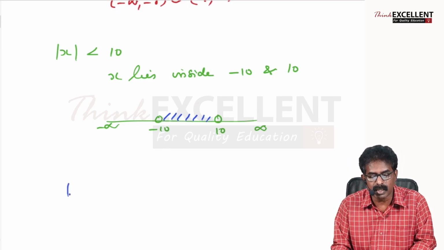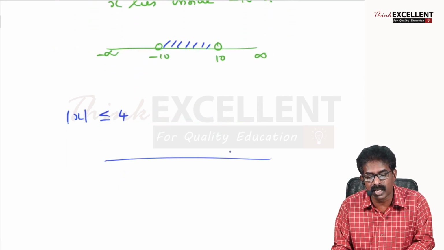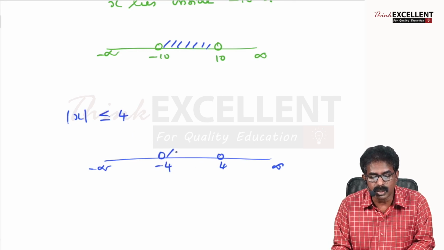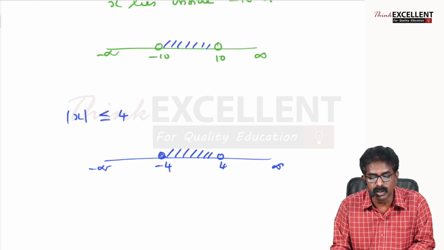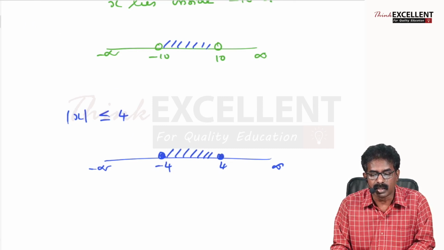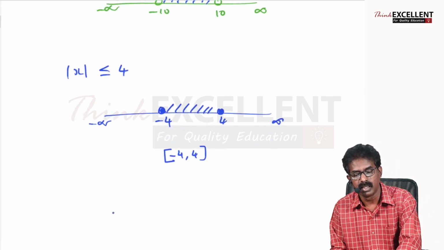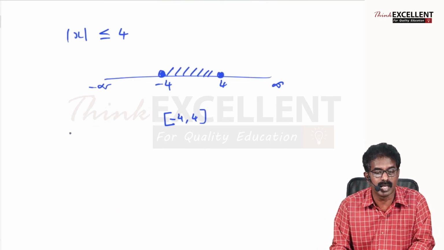Suppose modulus x is less than or equal to 4. What's the meaning of that? X lies between minus 4 and plus 4. Minus 4 is here, plus 4 is here, and x is between them. So this portion, since the less than or equal sign is there, minus 4 and plus 4 are also included, so you have to darken those circles. How can you write it as a closed interval? Minus 4 comma 4. Hope you understood this. Greater than means outside, leave that, shade the other portion. Okay, so that's all the theory part for today's class.